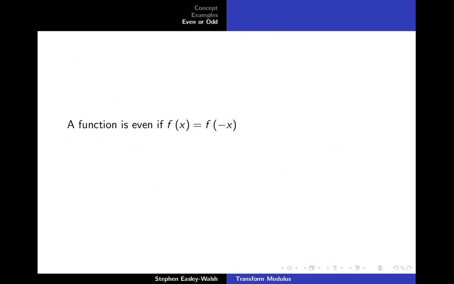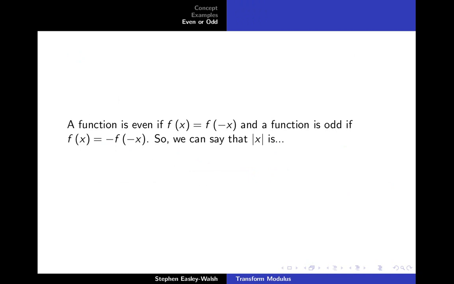We'll just finish by saying a function is even if f of x equals f of minus x. And a function is odd if f of x equals minus f of minus x. So we can say that modulus x is an even function. Another example of an even function would be x squared and cos x. Examples of odd functions would be sin x and x cubed. That's all for this video.